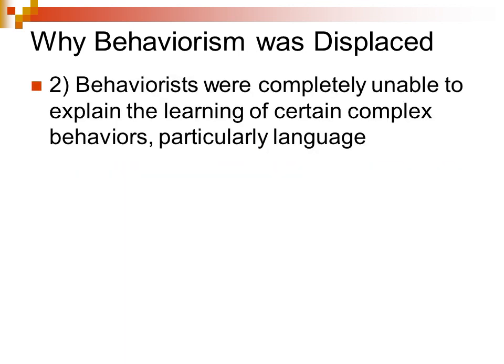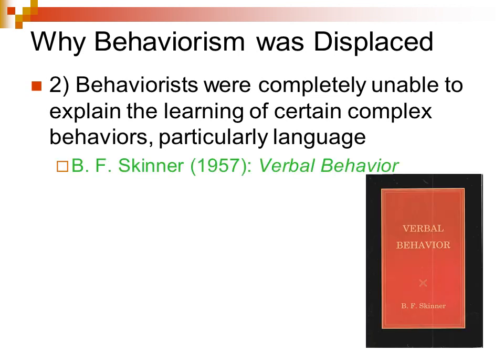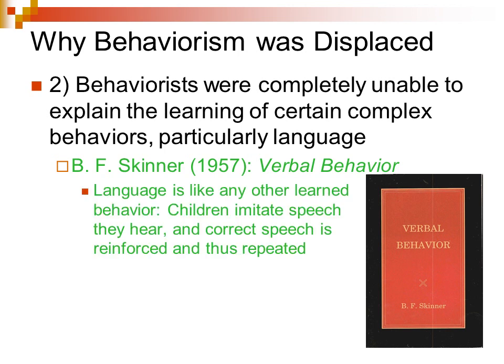A second reason that behaviorism was displaced by cognitive psychology was that behaviorists were completely unable to explain the learning of certain complex behaviors, particularly language. For example, in one of his more famous books, Verbal Behavior, Skinner argued that language was just like any other behavior and that it was learned through the results of reinforcement and punishment. He claimed, for example, that children imitate speech they hear, and correct speech is rewarded and repeated, and so that's how children come to learn language.